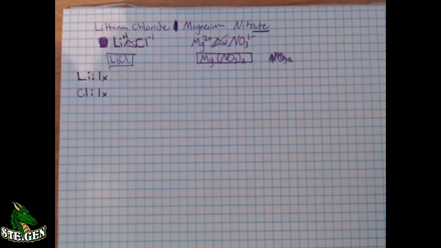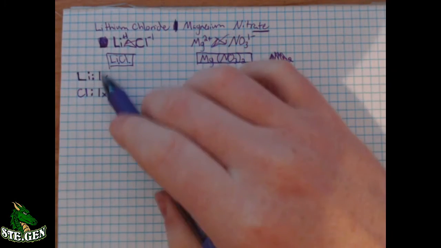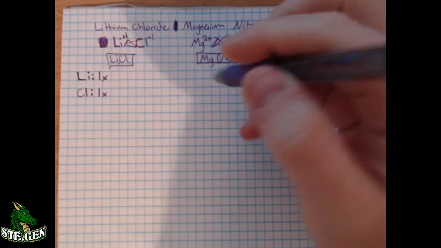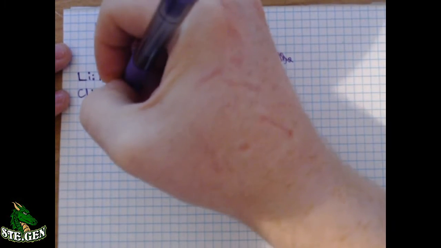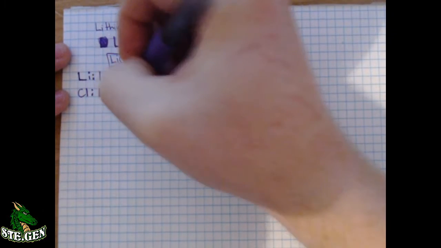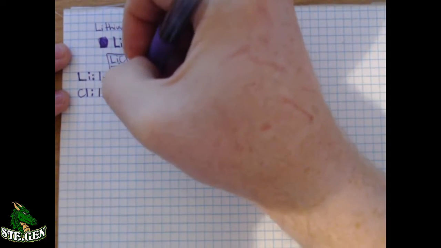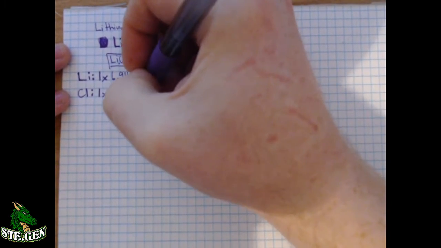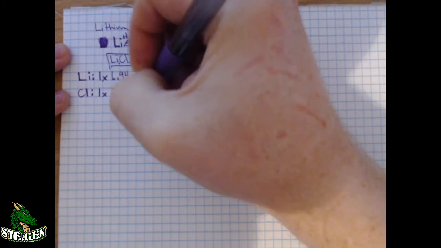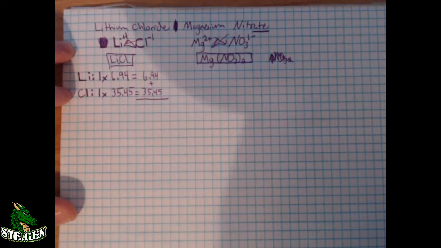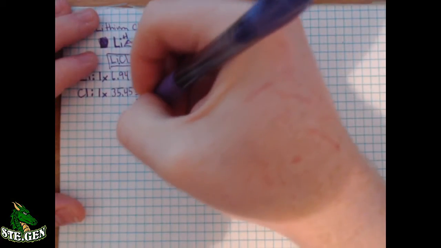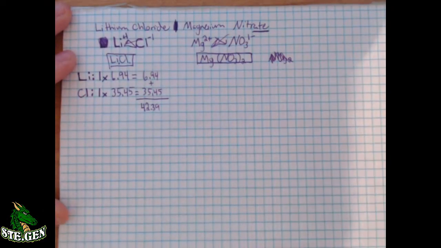And then because molar mass of a compound is just the masses of all of the pieces, there is one lithium. If you go to your periodic table, lithium weighs 6.94, and chlorine weighs 35.45. Well, since these are both 1 times, that's pretty easy. 6.94, 35.45. And then all we have to do is add all of our pieces together, and we have 42.39, and that's our answer.